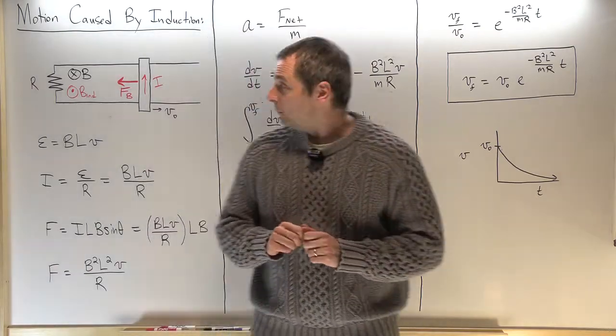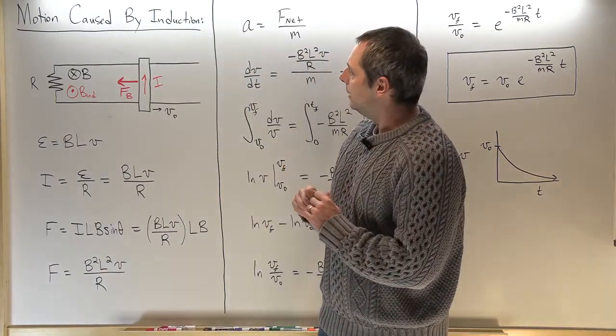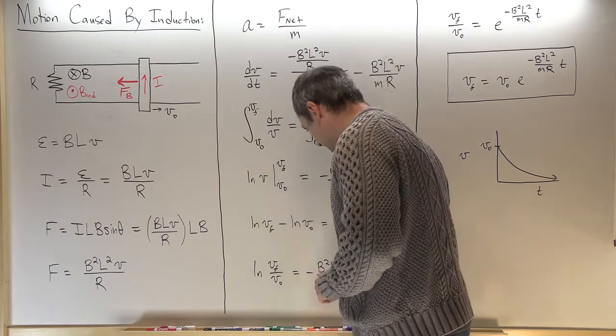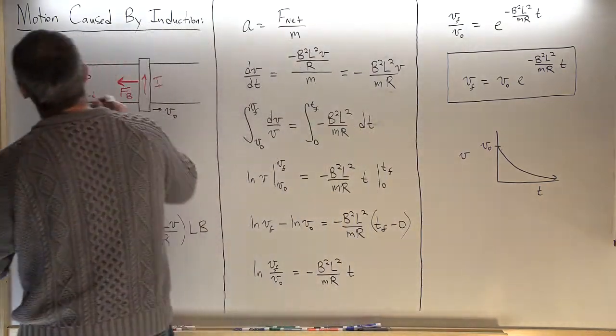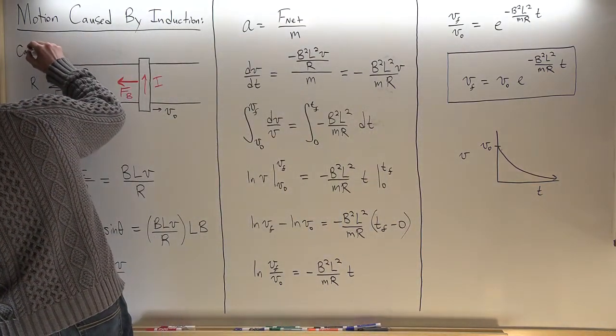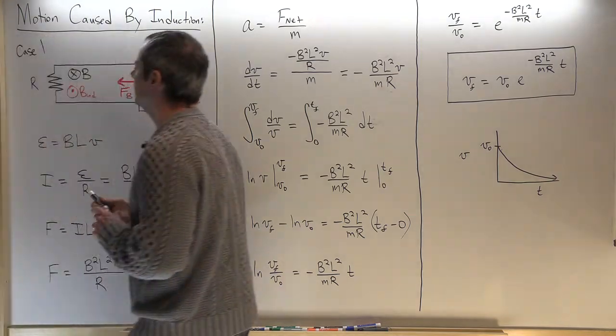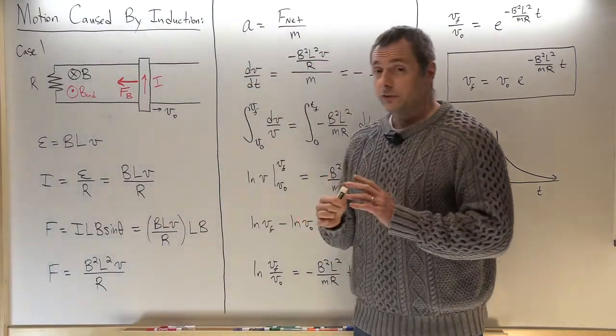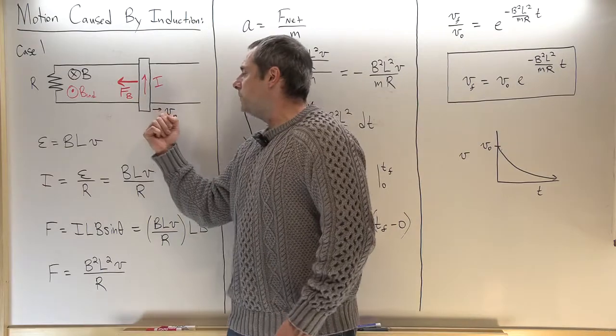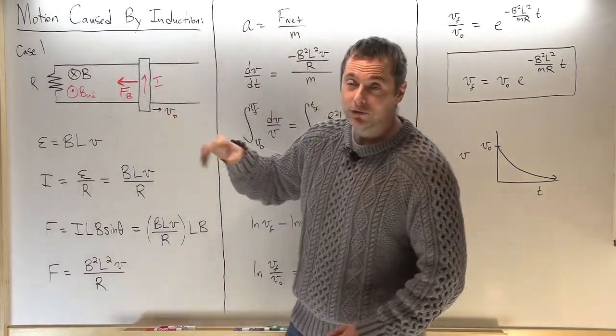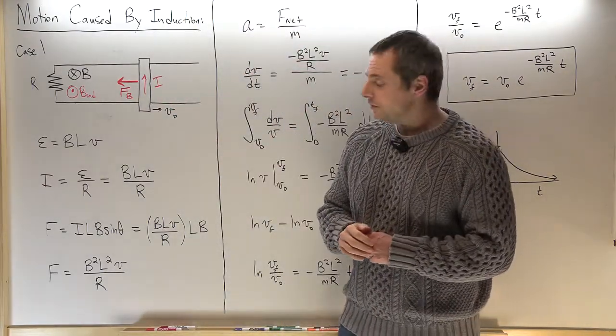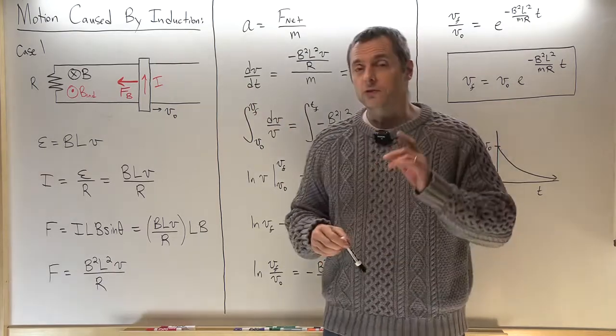All right, so that was case, oh, I forgot to label it case 1. Well, we're going to have to squeeze this in here. Case 1. Okay. That was the case where we projected this bar and we just let the magnetic force bring the object to rest, and we did our differential equations and solved.